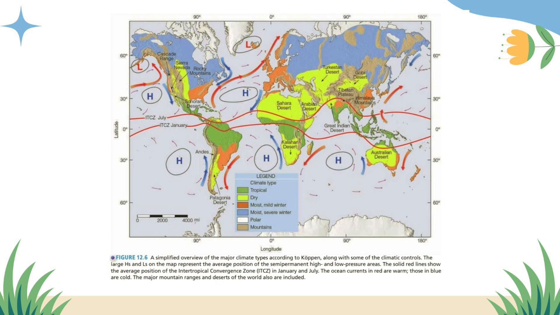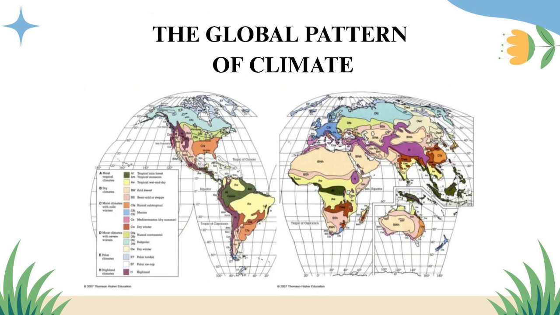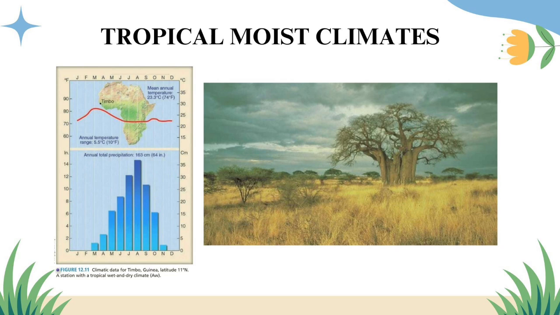Now we have here the global pattern of climate. Okay. So the global climate patterns refers to how temperature, precipitation, and atmospheric conditions vary across the Earth due to its shape, rotation, tilt, and geography. So, these patterns create distinct climate zones that influence ecosystems and human lifestyles. To start with, the tropical moist climates.